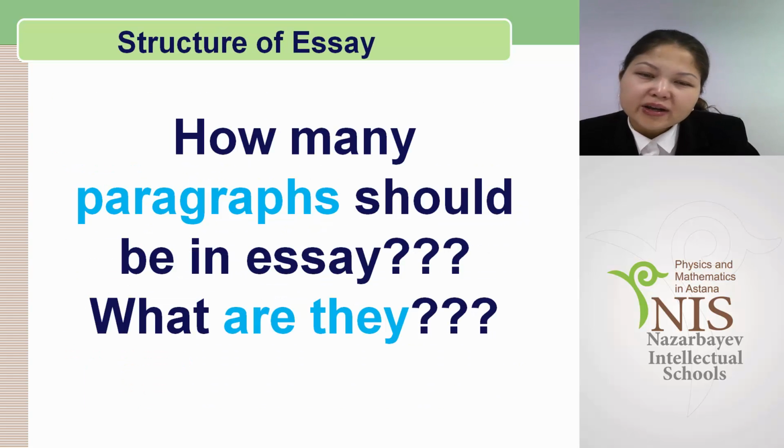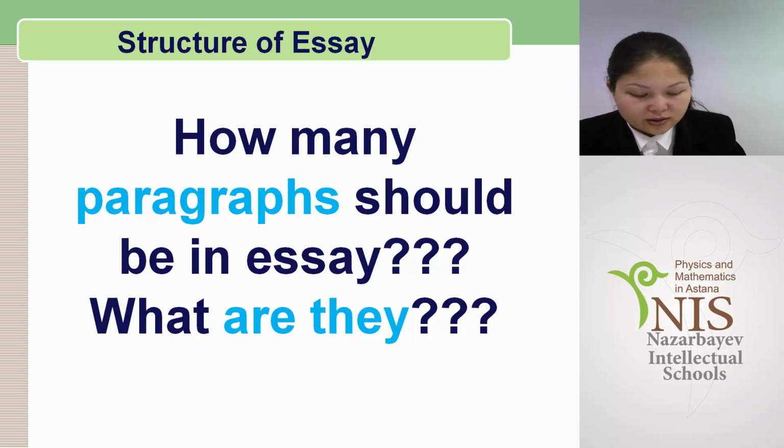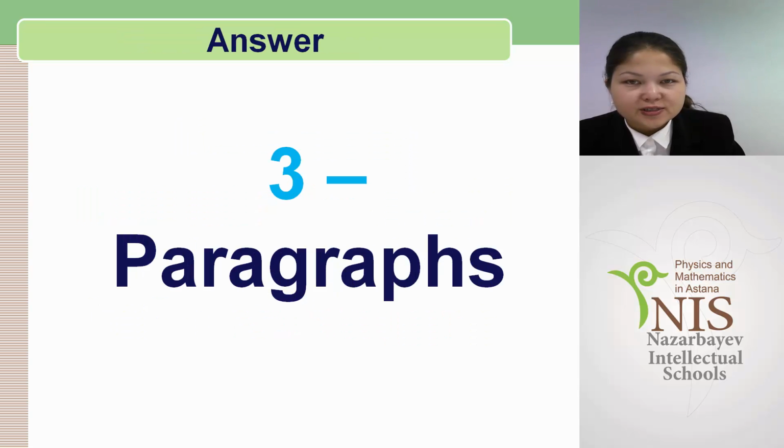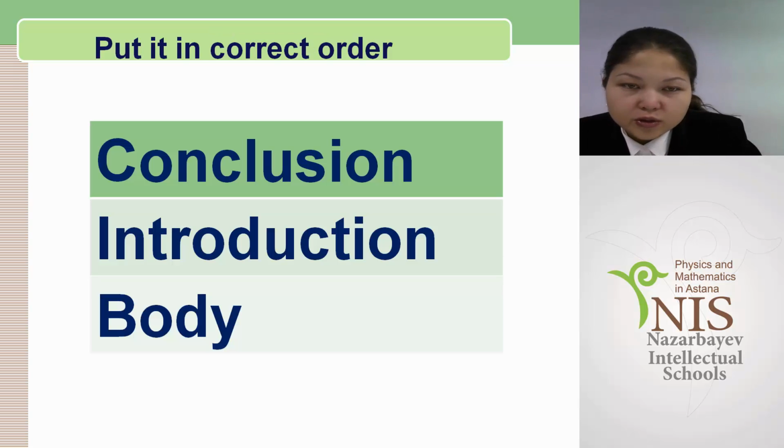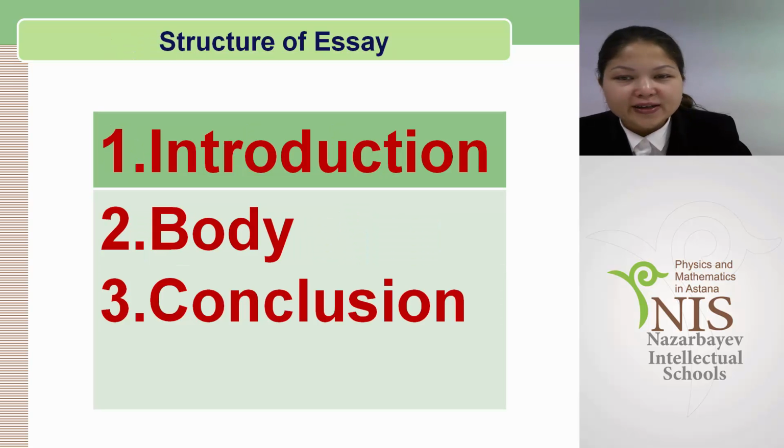So how many paragraphs should be in an essay? What are they? Of course, there should be 3 paragraphs. Now I would like to ask you to put these paragraphs in order. Certainly you are right. Number 1, introduction. Number 2, body. And number 3, conclusion.